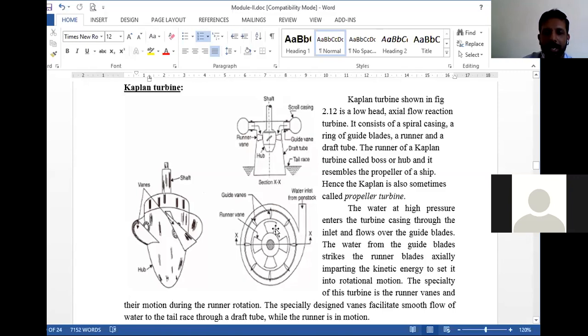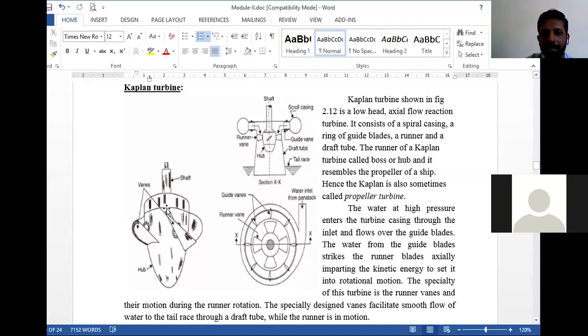Now once this guide blade pushes this water towards the center, the turbine blade is going to come in contact with this water. So this water is going to fall onto the turbine blades at high pressure. So we'll have this water entering at high pressure. This high pressure water is being diverted towards the center so that it flows onto the turbine blades present towards the center.